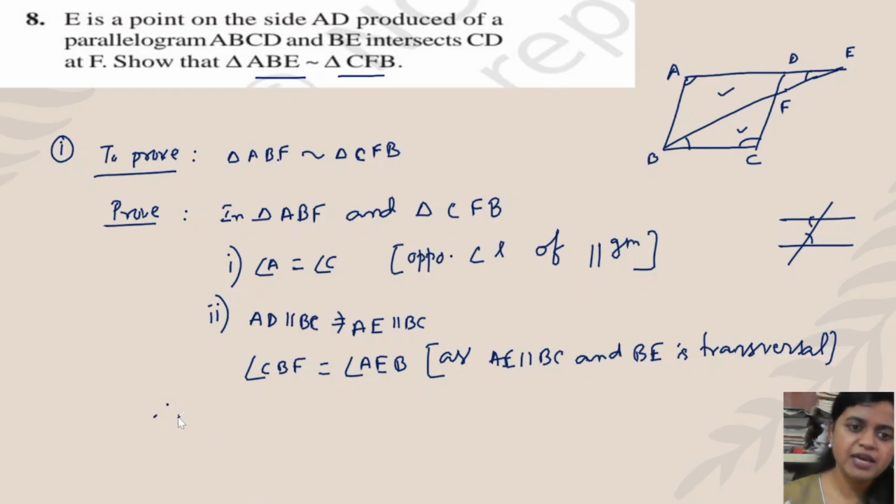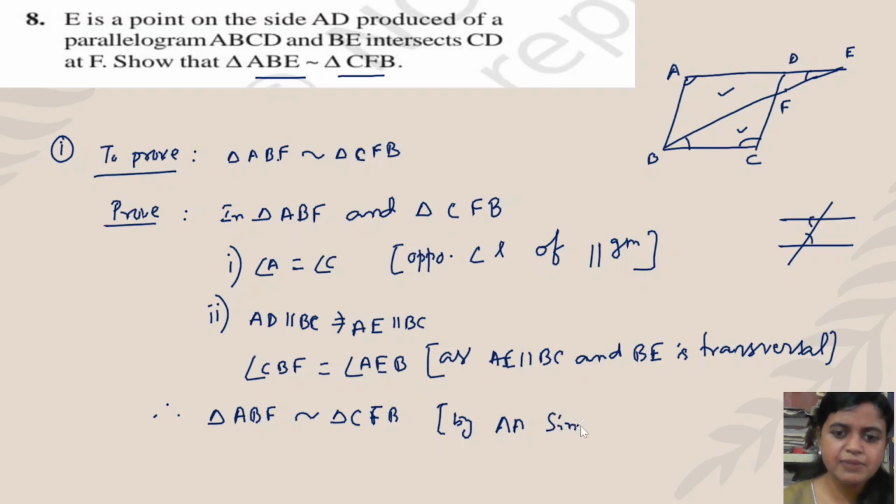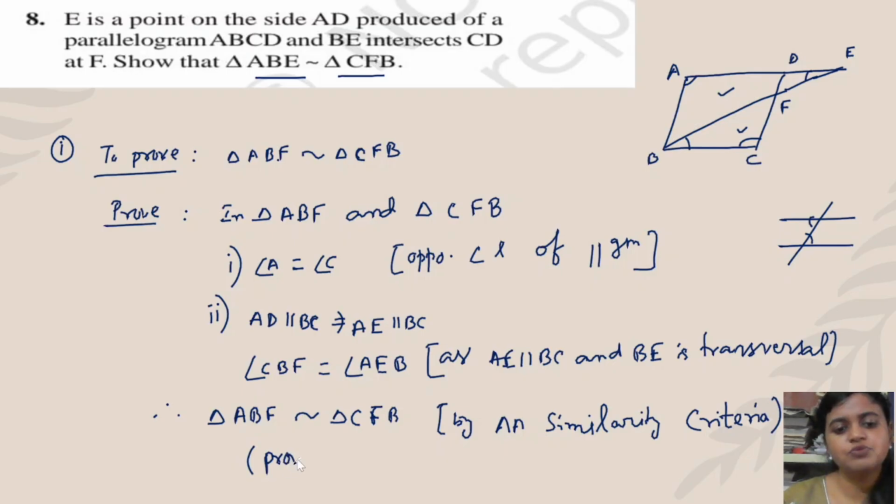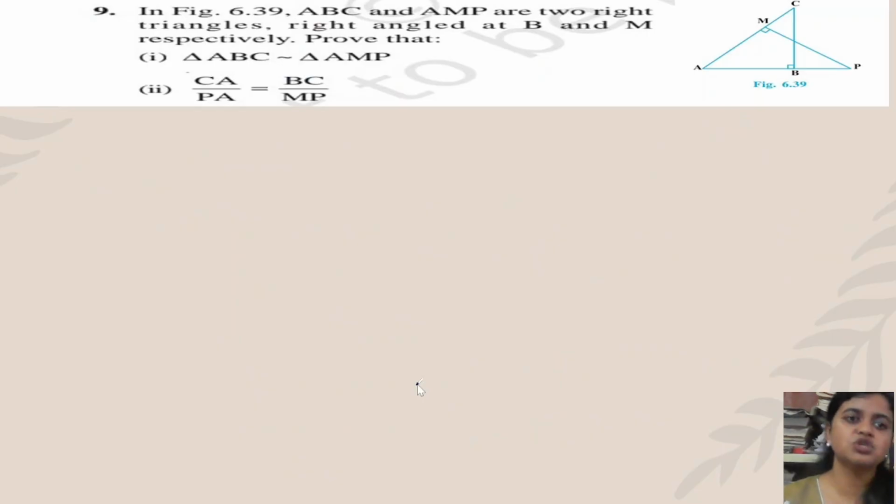So therefore we got two angles. By the angle criteria, if we can prove two angles of two triangles are equal to each other, we can say these two triangles are similar. So triangle ABF is similar to triangle CFB by the angle similarity criteria. Hence this is proved. I hope you understand this question number 8. Let us move to question number 9.